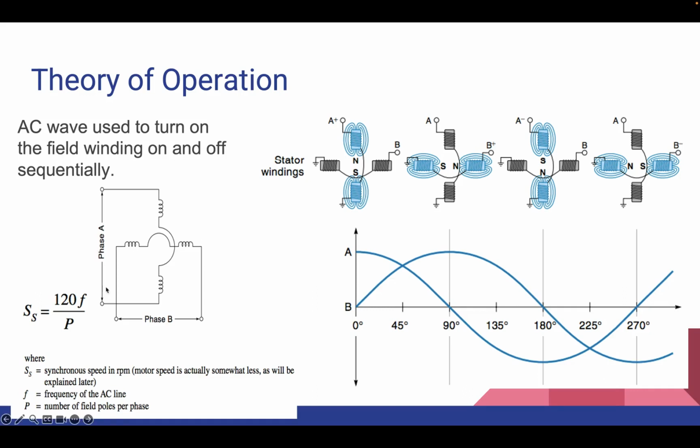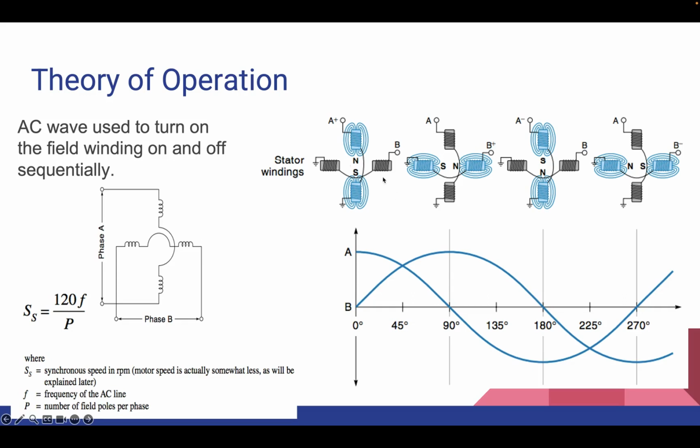Now here, this is phase A, and this is phase B, and if we look at the waveform, we'll see that phase B is lagging behind phase A by 90 degrees. That is, we can say that phase A peaks at 0 degrees and phase B peaks 90 degrees later. The two-phase motor is connected so that phase A energizes the top and bottom poles and phase B energizes the left and the right poles, these two poles.